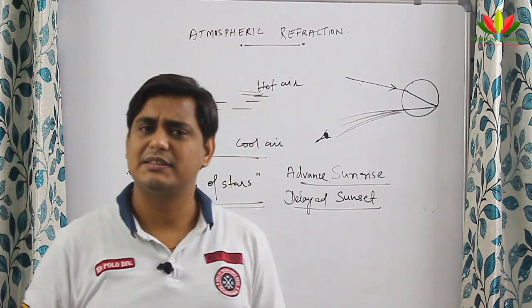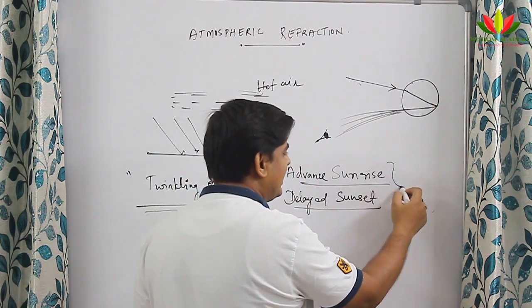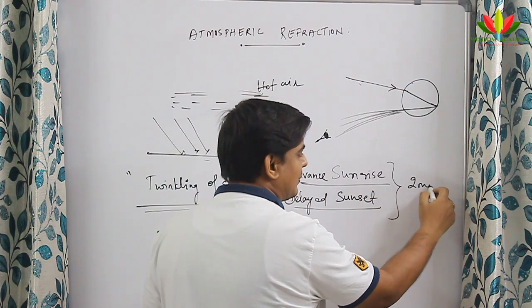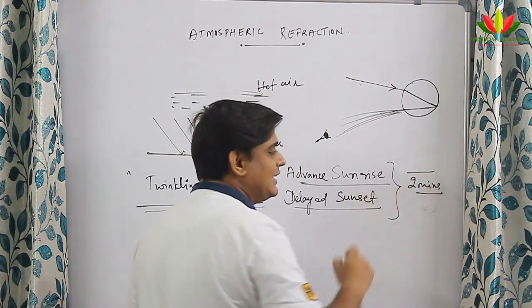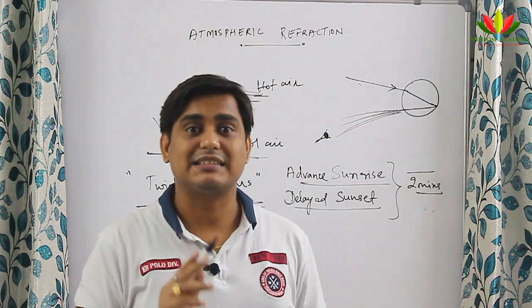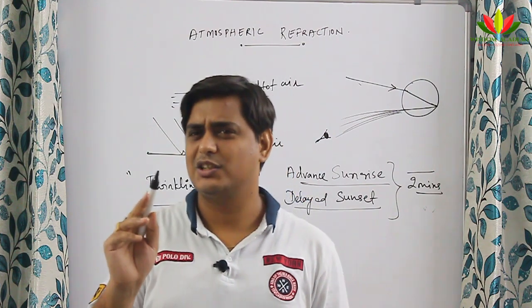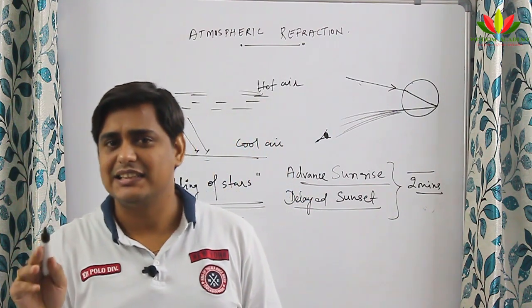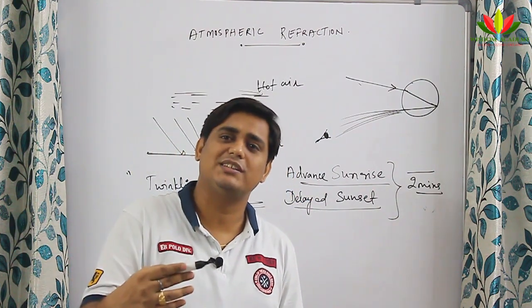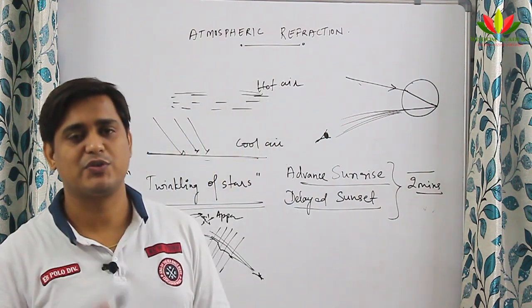So why does this happen, and how much time is there? In this advanced sunrise and delayed sunset, we get approximately 2 minutes extra. So the sun you are seeing at sunrise has actually risen 2 minutes earlier for you, and at sunset, the sunset has actually happened, but until 2 minutes later you can still see the sun. The reason for that is again atmospheric refraction.